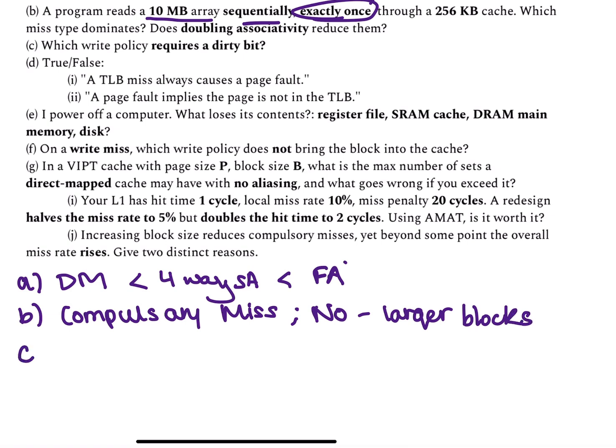All right, part C. Which one requires a dirty bit? That would be our write back, because we're deciding on eviction whether to write the line out or to just drop it.